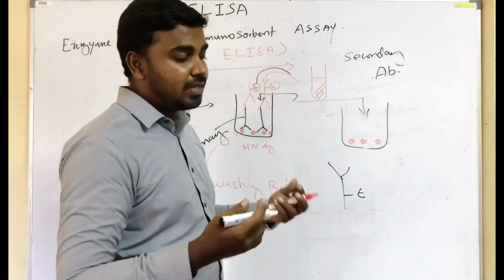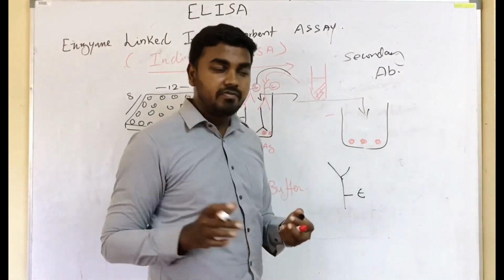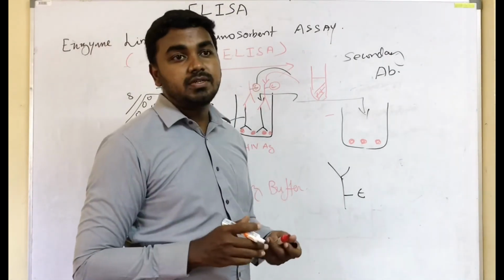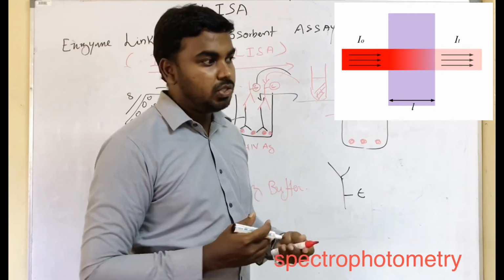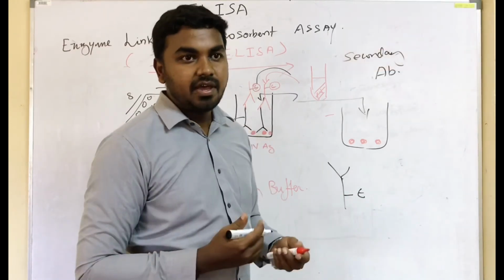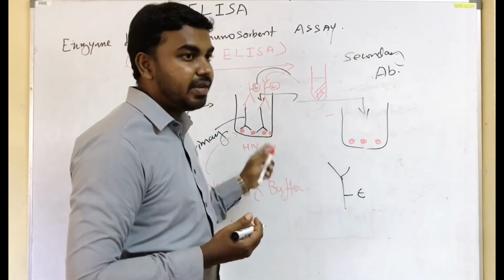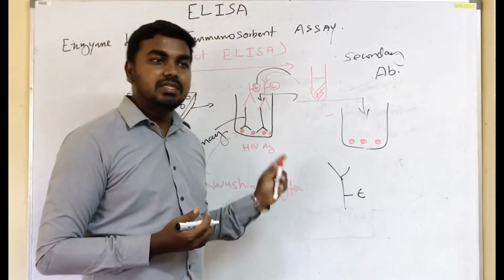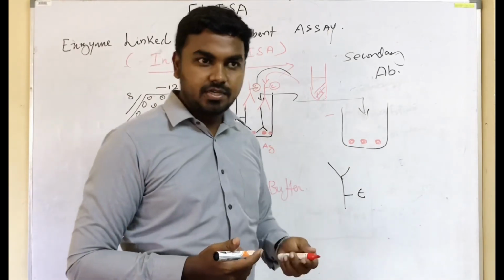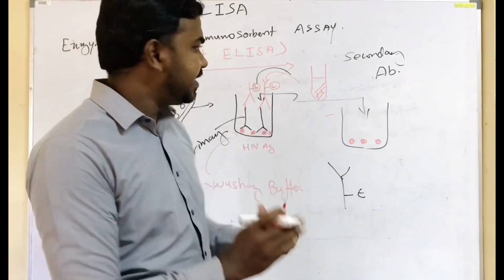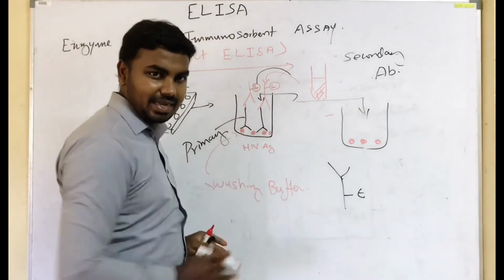Chromogenic substance, once you add the chromogenic substance, what will happen? The colored product will come, and by using spectrometry, by using the light intensity, you can quantify how much antibody and antigen is present here. Or you can detect whether it's positive or negative by seeing the color. So this is a very basic idea of indirect ELISA.